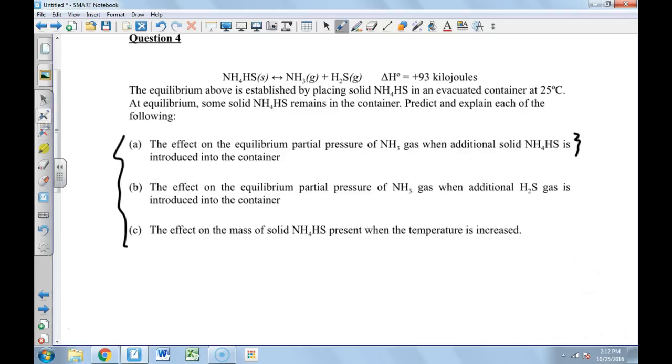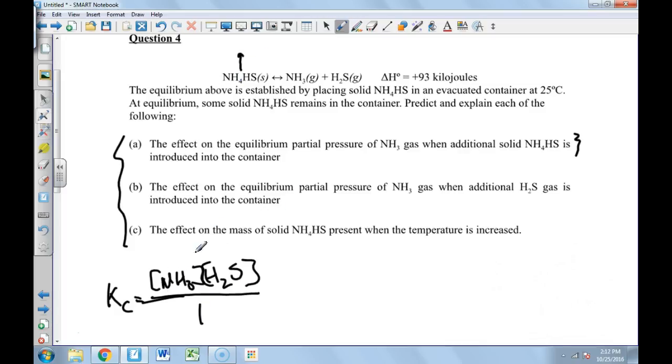It says, the effect on the equilibrium partial pressure of NH3 when additional solid NH4HS is introduced into the container. So what we're going to do is increase the amount of solid here. But remember, solids do not play a role in the equilibrium constant. Kc in this case is just NH3 over H2S, and then it's over nothing because this is a solid. So if we add solid, it's not going to change the equilibrium constant. So this is no change.